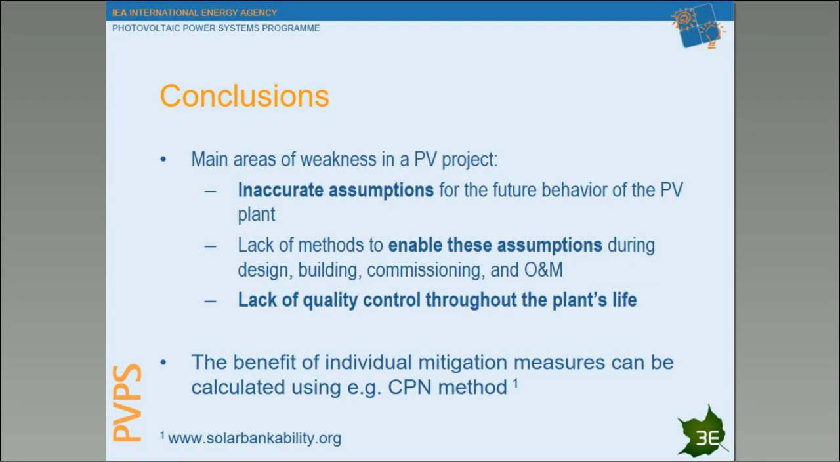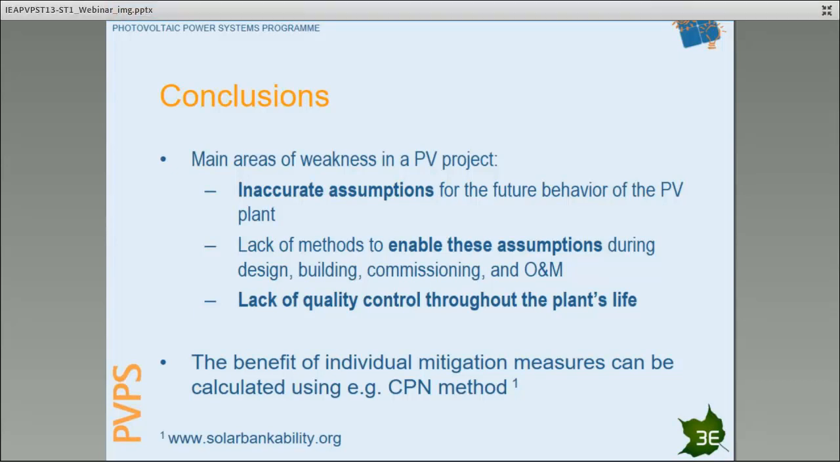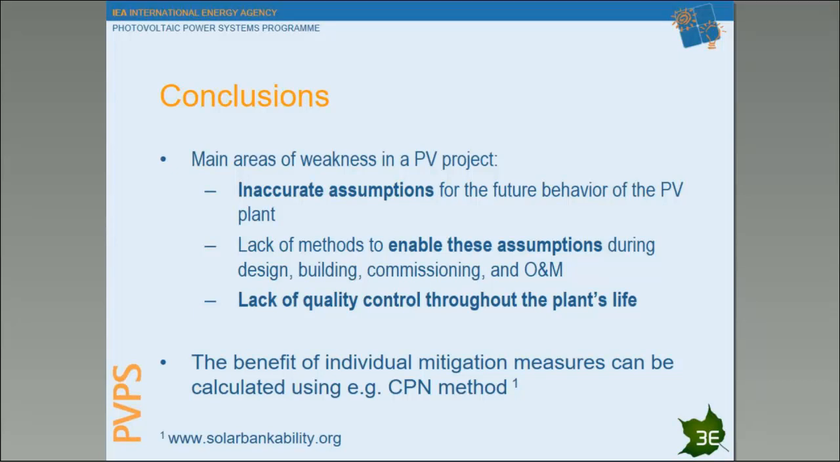So the conclusion of this first part of my presentation is basically that the main areas of weakness in a PV project are from inaccurate assumptions for future behavior, but basically the lack of methods to enable these assumptions during the design, building, commissioning, and O&M. And overall, we see a lack of quality control through the plant's lifetime. Quality is often applied in different phases, but not in all. And we saw that applying quality control throughout the project could help to reduce several issues drastically.